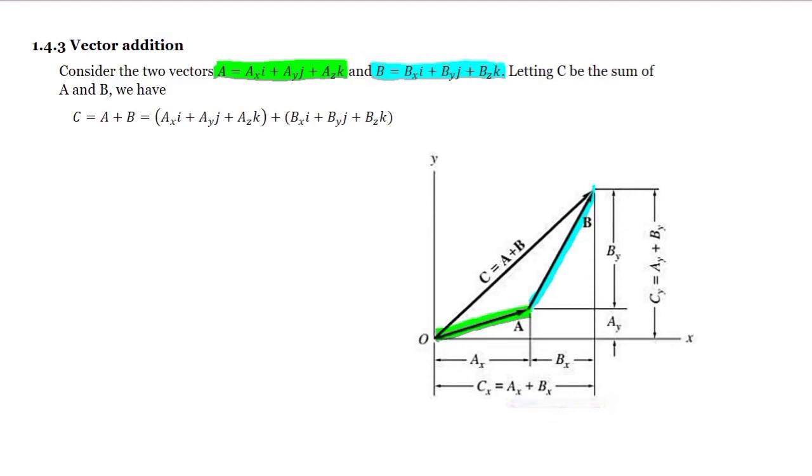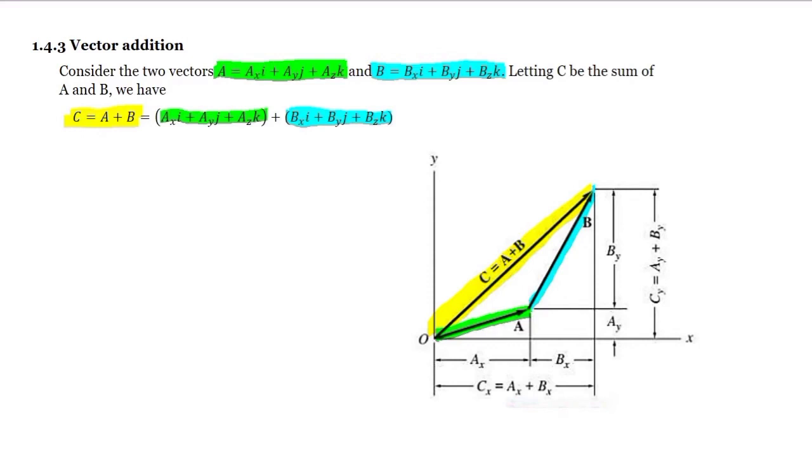If we are going to let C be the sum of the vectors A and B, so this vector C here is the sum of A and B, we can say that the vector C is just vector A plus vector B. For vector A, this is the rectangular representation, and vector B is this. So this is just the sum of the components along the X, the Y, and the Z.